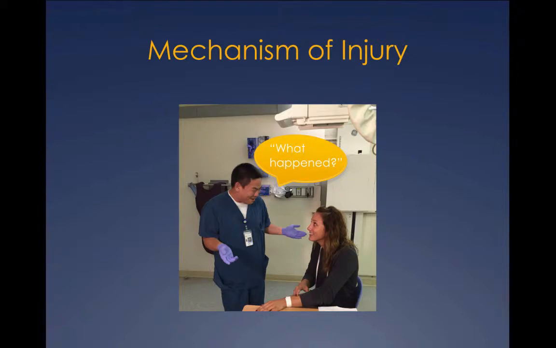Next, in the patient history and assessment, you want to ask the mechanism of injury. It's important to understand what happened to the patient radiologically speaking in case that any factors need to be adjusted technically or positionally to reach your end goal.